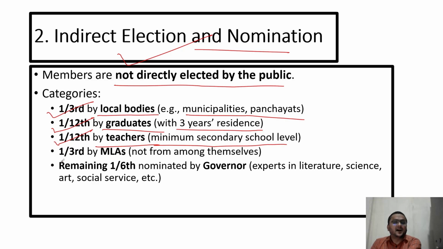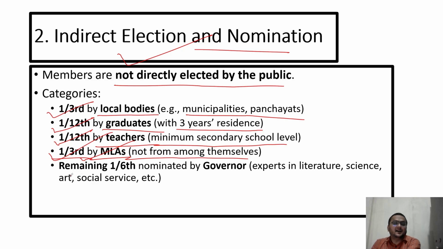Out of the total, one third of the members are elected by MLAs, members of the Legislative Assembly, not from among themselves, but they are voting, and the persons are elected. So MLAs are voting, and one third of the members are elected from them.